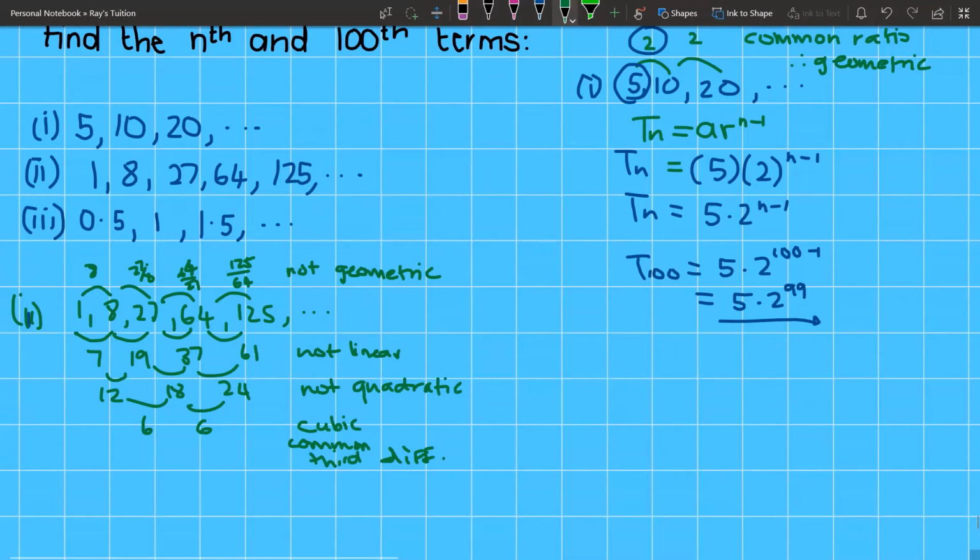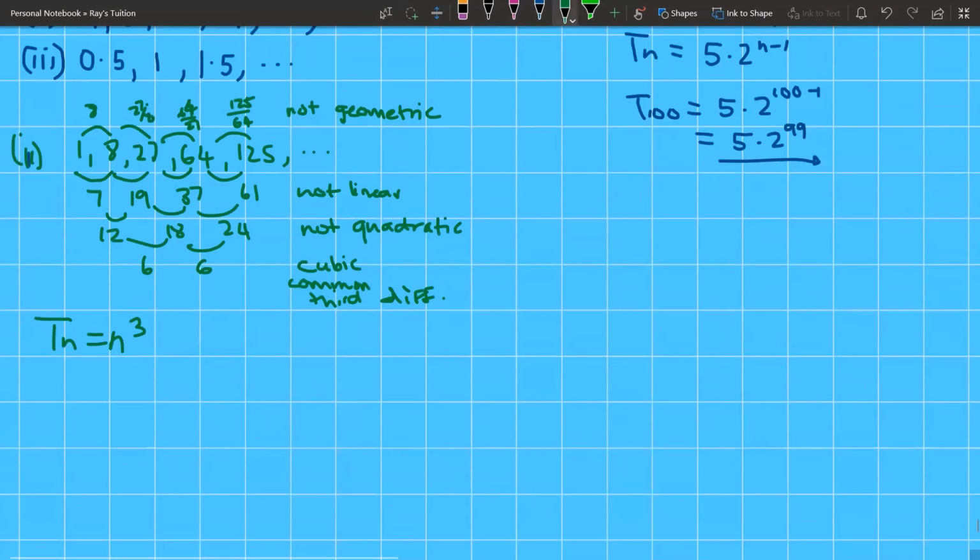For the general formula, we look for a pattern. If you have a look at it, 1, 8, 27, 64, and 125 are all perfect cubes. So the pattern would be Tn is equal to n cubed. That's our general formula, and to get the 100th term, it is just 100 to the power of 3. That would be equal to a million.